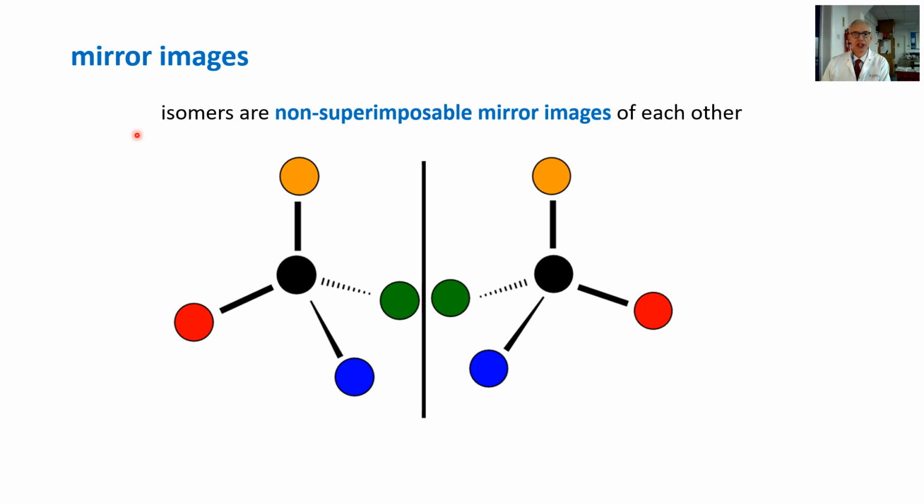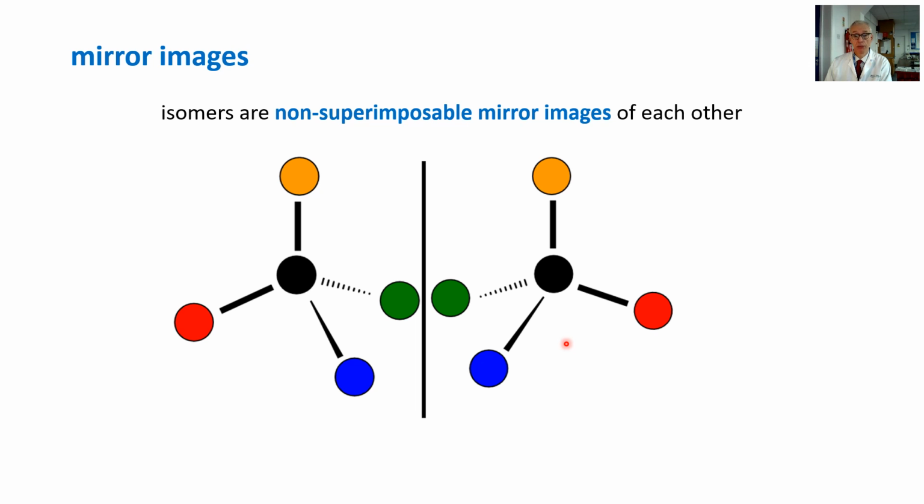So this is the key line. The chiral isomers, the isomers are non-superimposable mirror images of each other. So to recap, we've got a carbon surrounded by 4 different groups arranged tetrahedrally in 3-dimensional space. If we draw a mirror image, those mirror images are not the same. Although they have the same molecular and structural formula, they have a different relationship between the groups in 3-dimensional space.